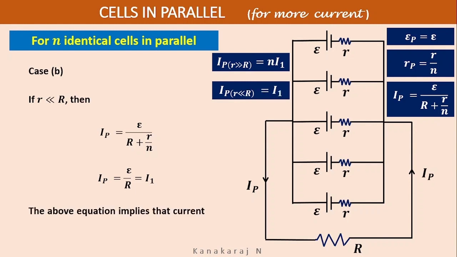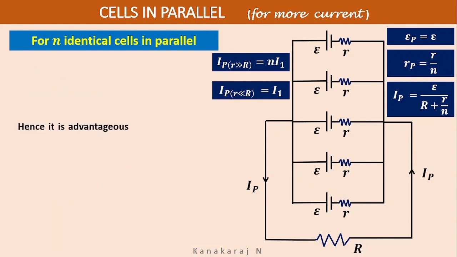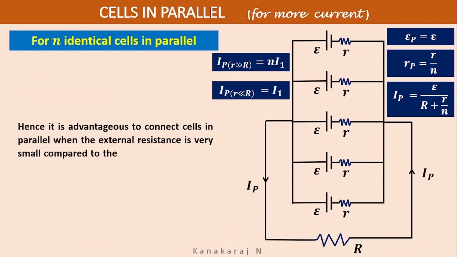The above equation implies that the current due to the whole battery is the same as that due to a single cell when the internal resistance is much smaller than the external resistance. Hence, it is advantageous to connect cells in parallel when the external resistance is very small compared to the internal resistance of the cells.